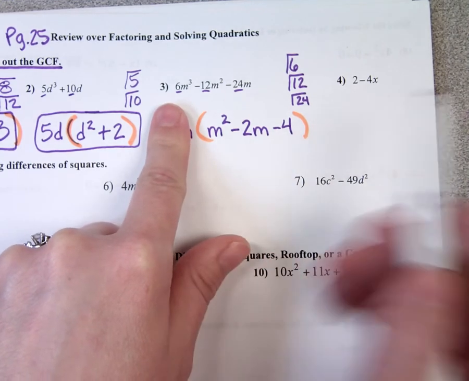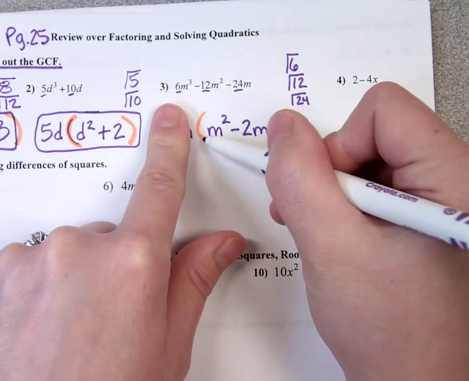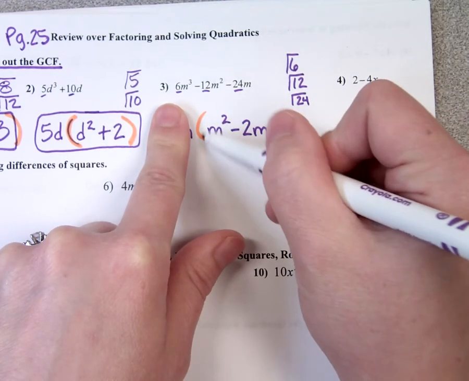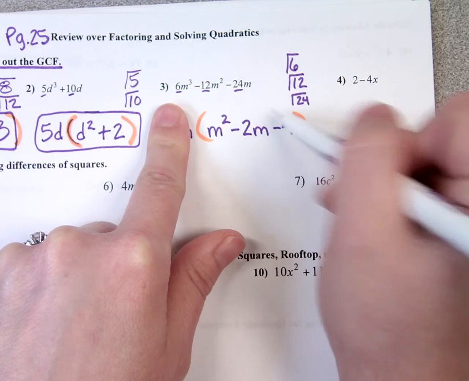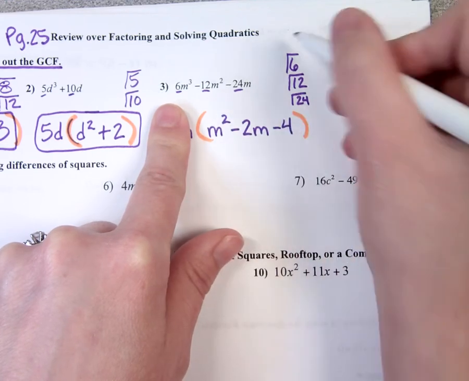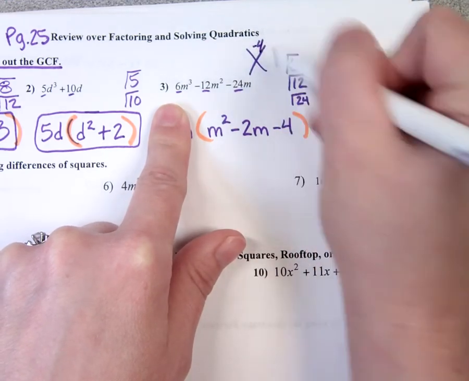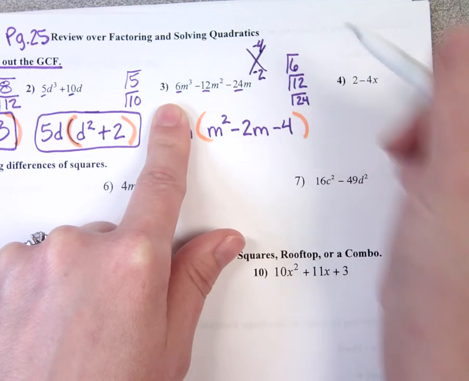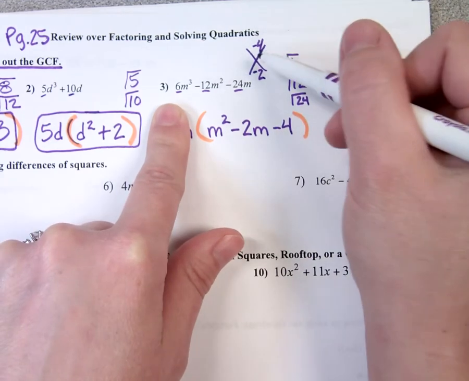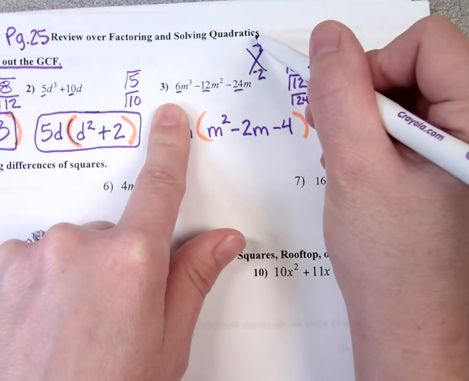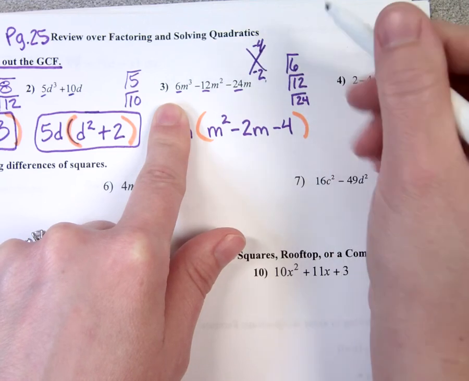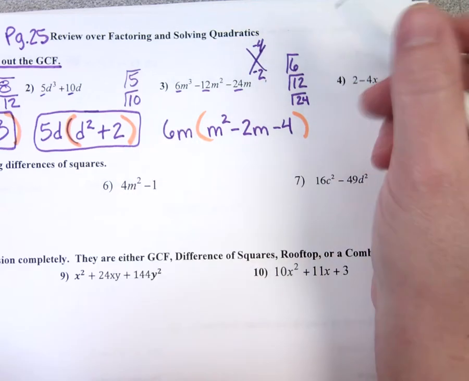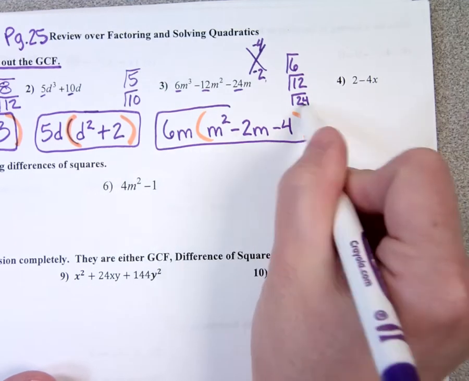There is no GCF, but if I try to factor it with my a times my c, my a is a 1, so if I try to do a times c rooftop, 1 times negative 4 makes negative 4, and I'm looking for things that add to be negative 2. So anything that multiplies to be negative 4, that adds to be negative 2. And there's nothing. So this is it.